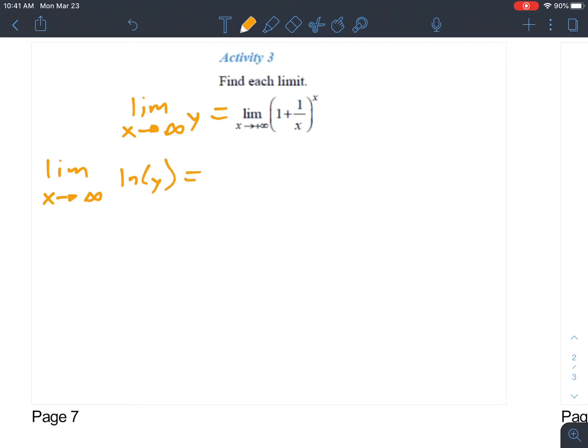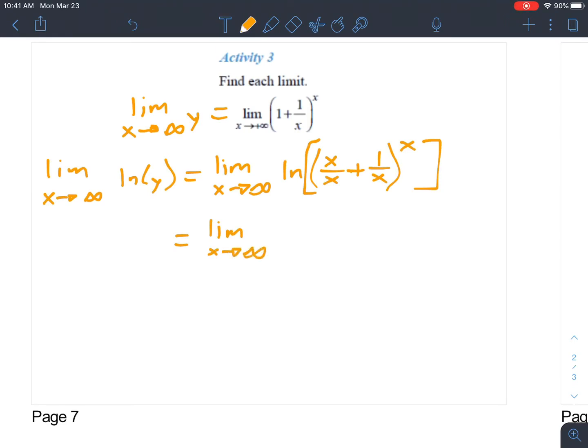And I'm going to start working on turning that into one fraction. So we will have, let's see, natural log of x over x plus 1 over x, and that's going to be to the x power. Then we know that we can move the exponent in front. And I'm going to continue combining this into one fraction. So now we have x plus 1 over x.